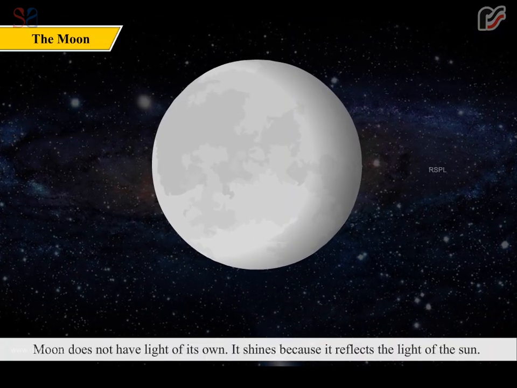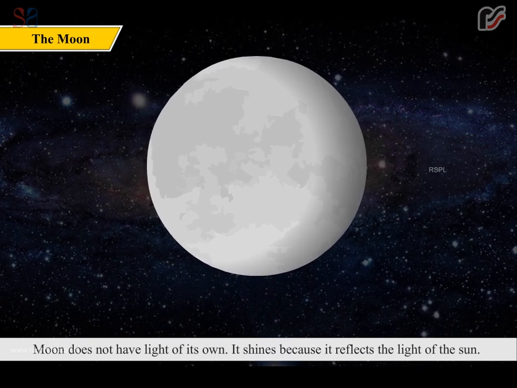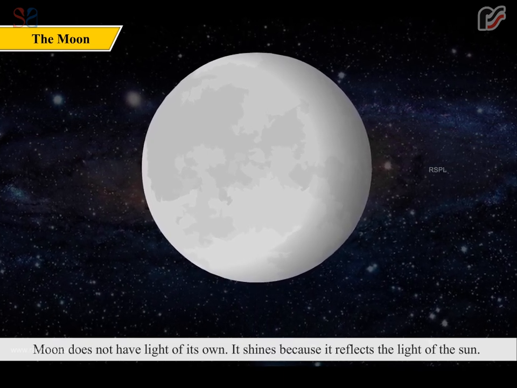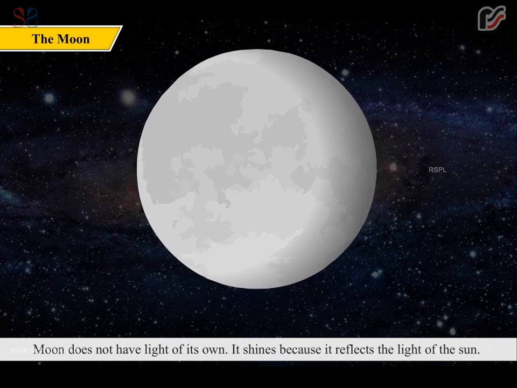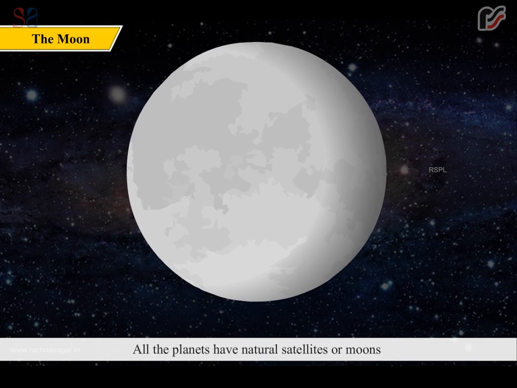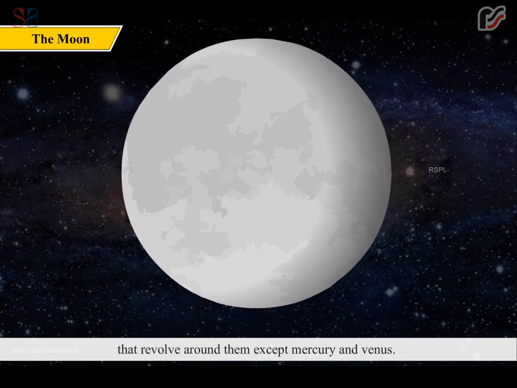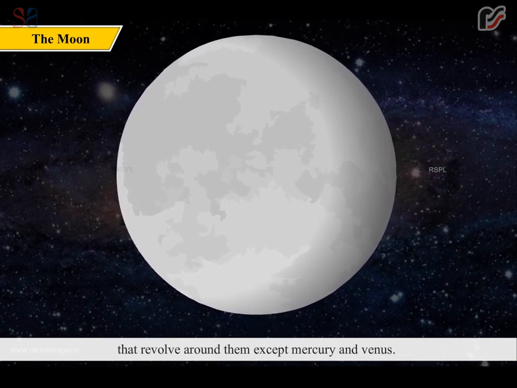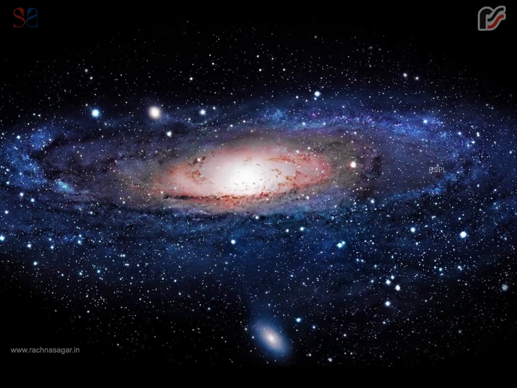Moon does not have light of its own. It shines because it reflects the light of the Sun. All the planets have natural satellites or moons that revolve around them except Mercury and Venus.